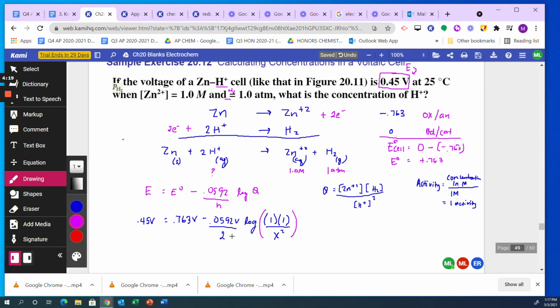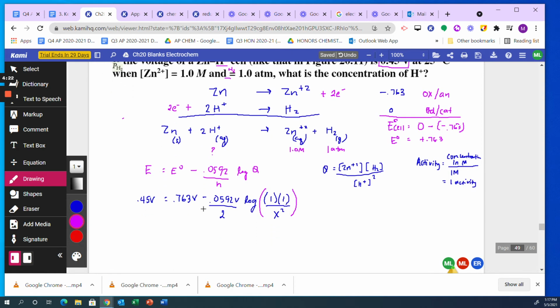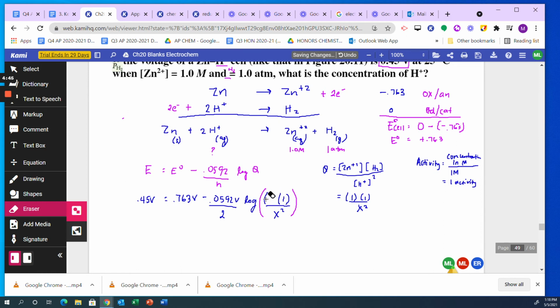Okay, so I'm going to go ahead and solve for, you know what I'll do? I think I'm going to solve for Q first, and then plug in these numbers, 1, 1, x squared. So let me just go ahead and solve for Q. It'll make it just a little bit easier for me.